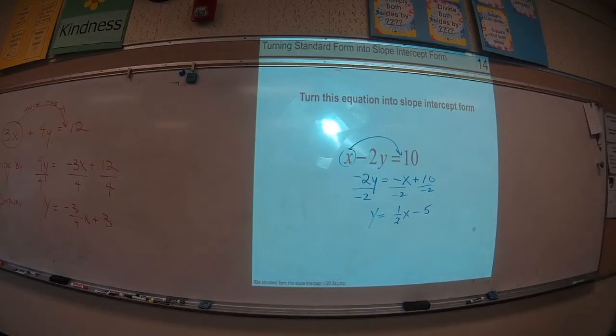Y equals 1/2 x plus 5. Minus 5. Y equals 1/2 x minus 5. Y equals 1/2 x minus 5. Y equals 1/2 x minus 5. I can't see that. That one's not as nice, is it?